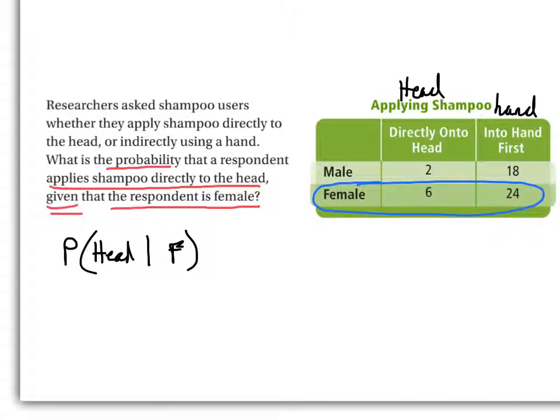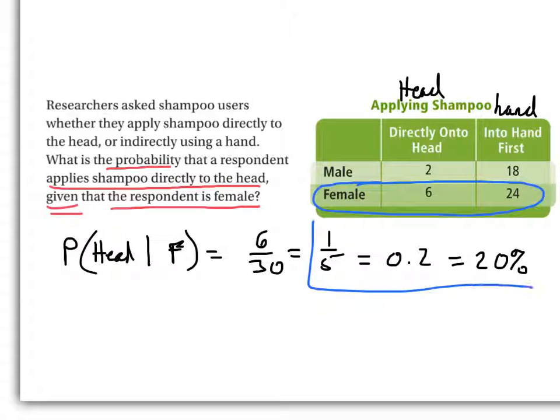So how many total females responded here? 30. Okay, well then, how many of those 30 females apply shampoo directly to their head? 6 of them. That reduces down to what fraction? 1/5, which is what as a decimal? 0.2, which is what as a percent? 20%. The reason I had you do all that, because all of those are correct answers.